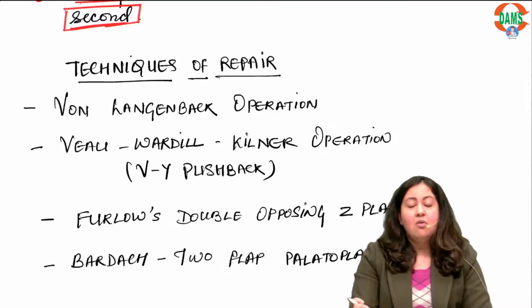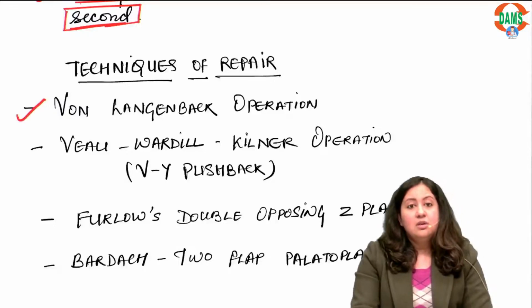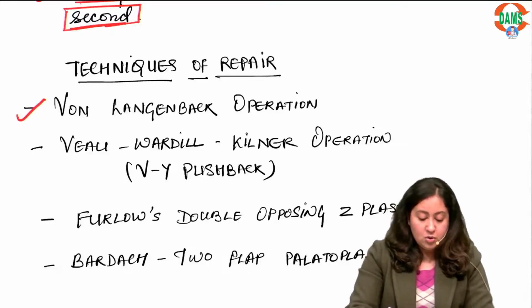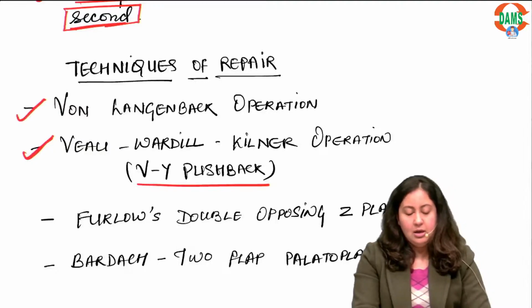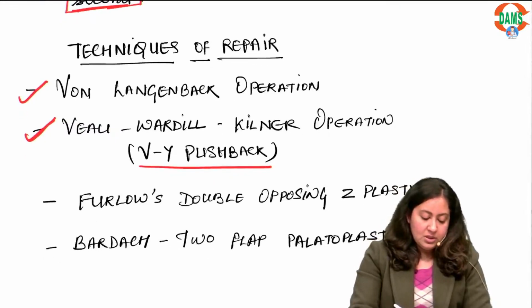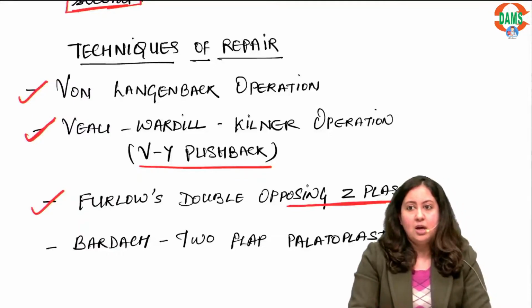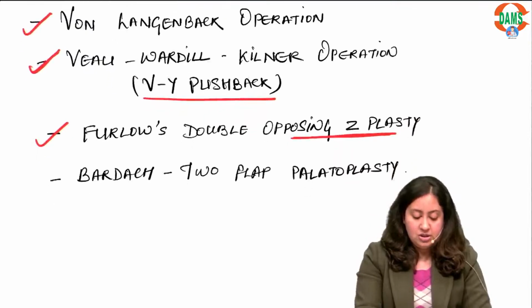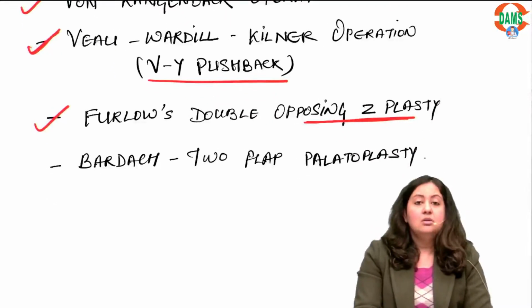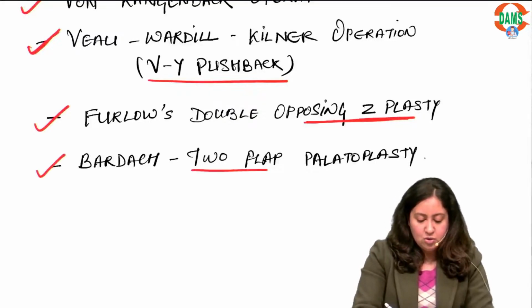The first one is Von Langenbeck operation. The next one is Veau-Wardill-Kilner operation, which is also known as a VY pushback. This you need to remember, which one is the VY pushback. The next one is Furlow's double opposing Z-plasty. You need to remember which one is the Z-plasty, which one is the VY pushback. And the last one is Bardach two flap palatoplasty. Again, this you need to remember.